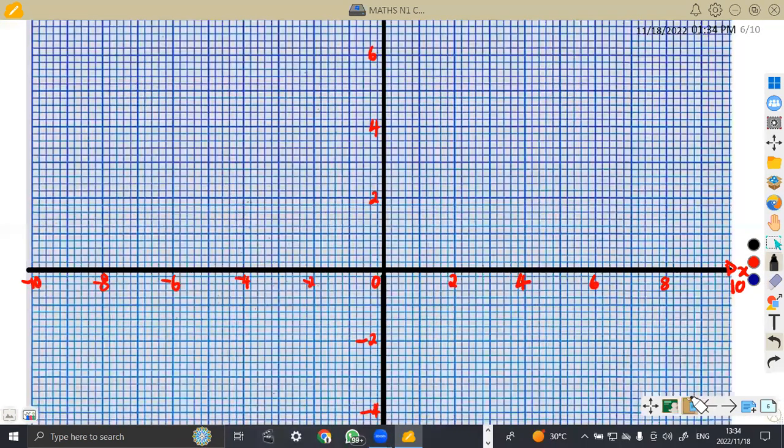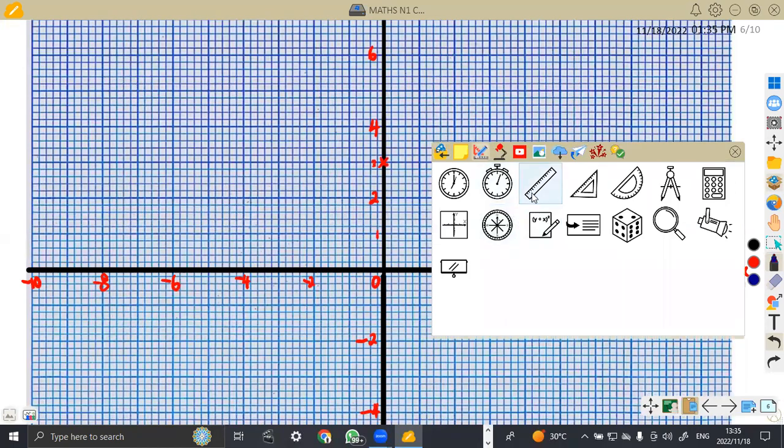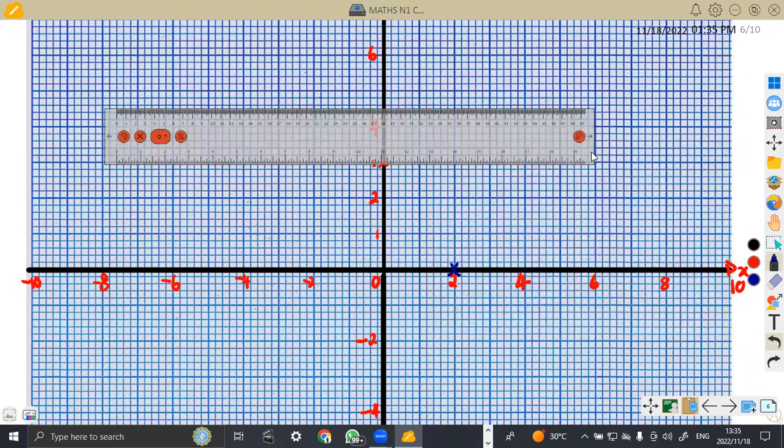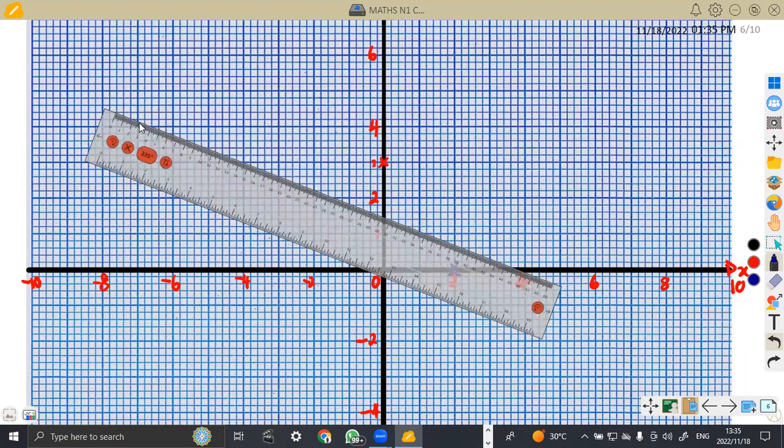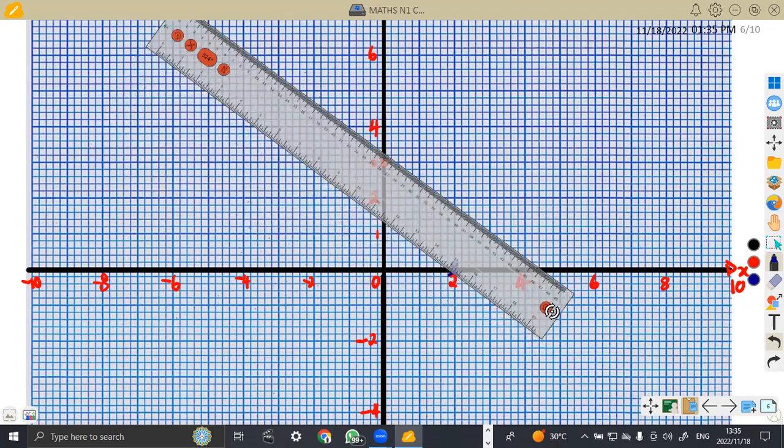So let's start with (0, 3). (0, 3) may be somewhere here. Okay, so I'm just going to mark (0, 3). This is 1, 2, 3, 4, 5, and so forth. So this is where we've got our 3 here. So that's (0, 3). And (2, 0), that is where we're going to have our (2, 0) here at this point. So these 2 points are enough for you to have a straight line. So all you need is to draw the line by joining these points. Okay, so I'm just going to join the 2 points so that I can have my straight line.